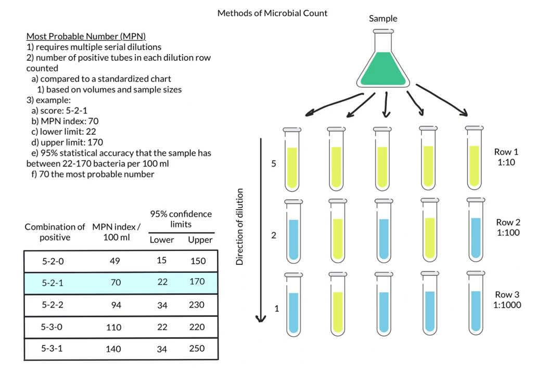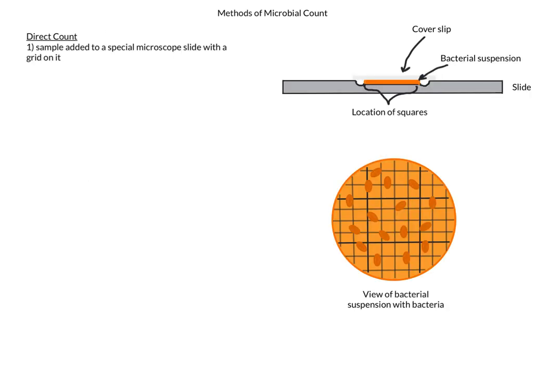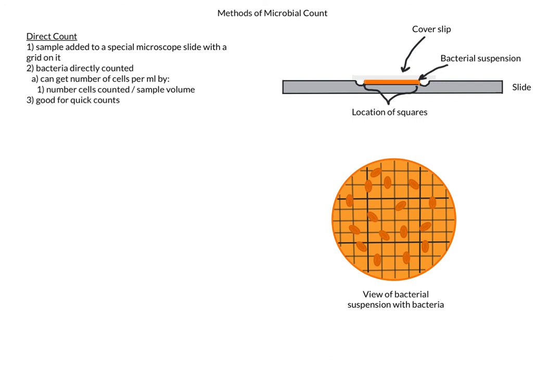A fourth method is the direct count. Here, a sample is added to a special microscope slide that has a grid on it. The bacteria are then directly counted, and you can get the number of cells per ml simply by dividing the number of cells counted by the sample volume. This method can be good for quick counts as the results are instantaneous.